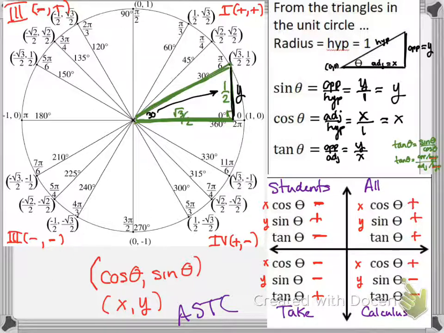But in this section, everything is positive. In this section, only the sine is positive. In this section, only the tangent is positive. In this section, only the cosine is positive. For some people, that really helps to remember what's going on. If it helps you, great. For some people, it's easier to just memorize these things.